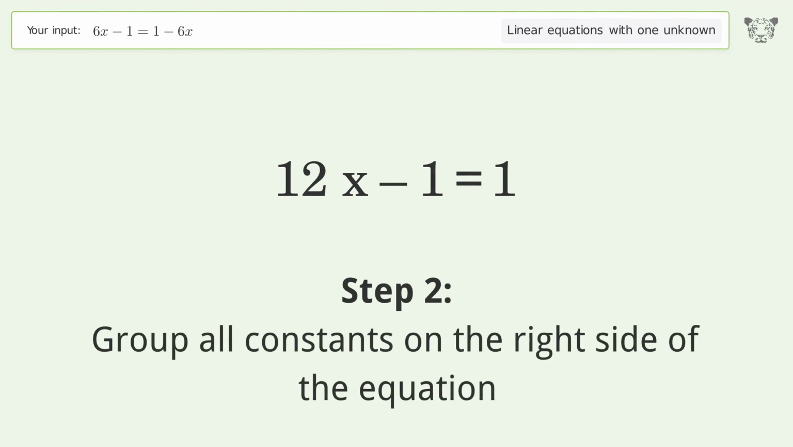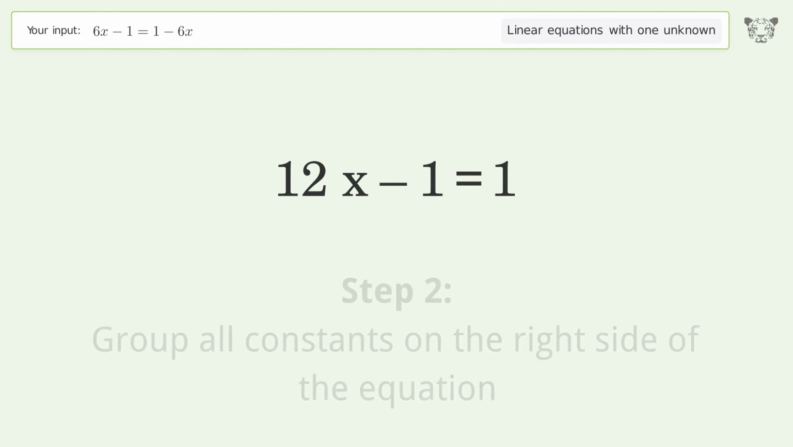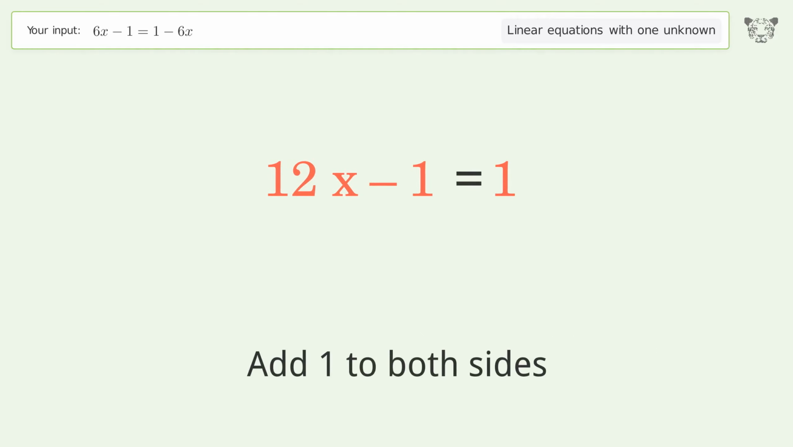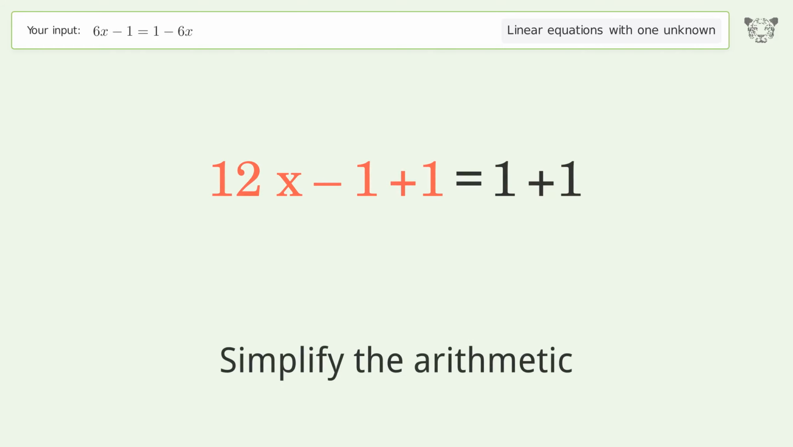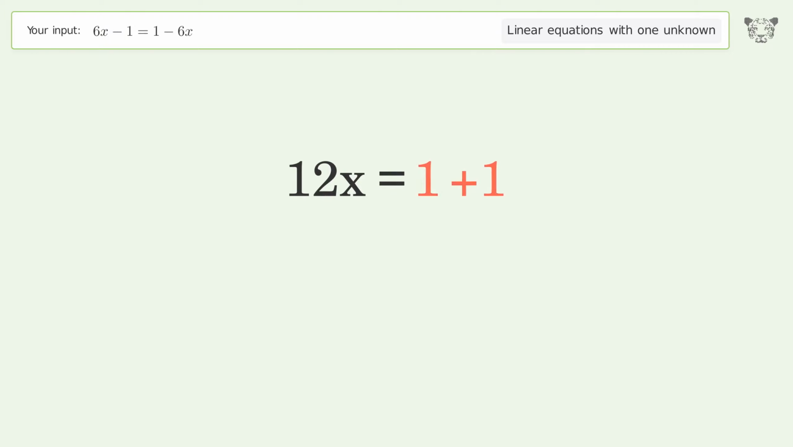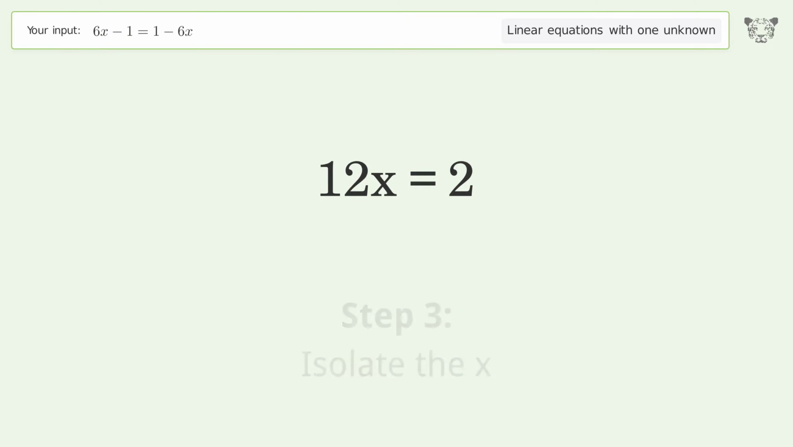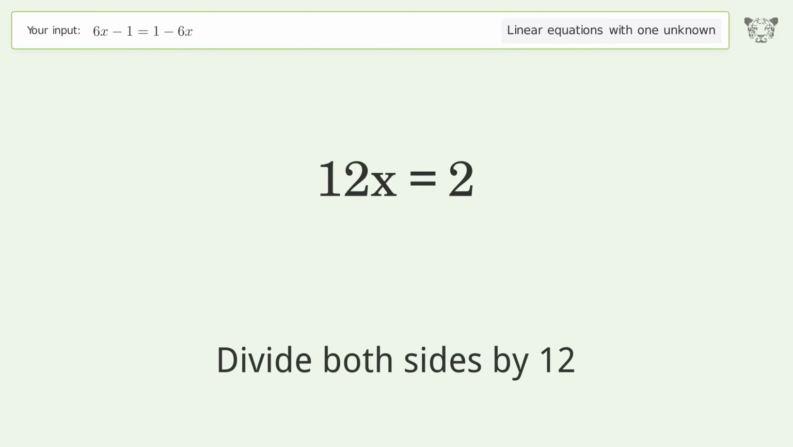Group all constants on the right side of the equation. Add 1 to both sides. Simplify the arithmetic. Isolate the x. Divide both sides by 12.